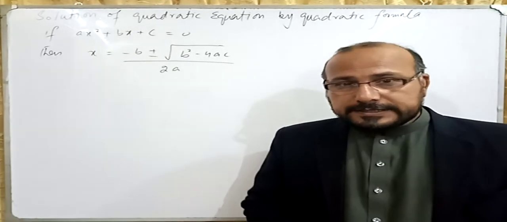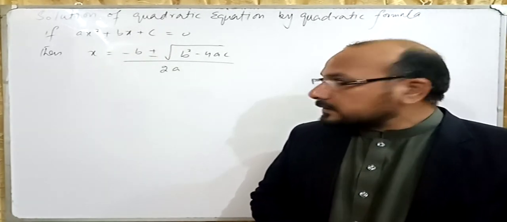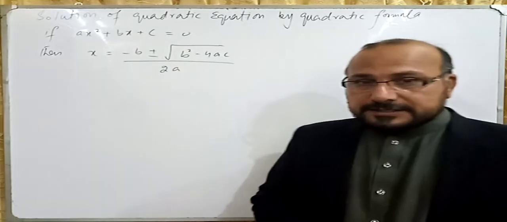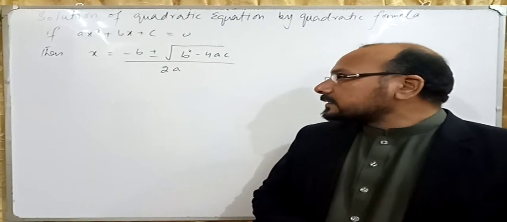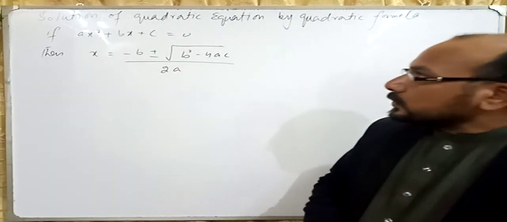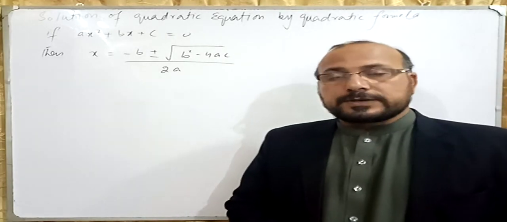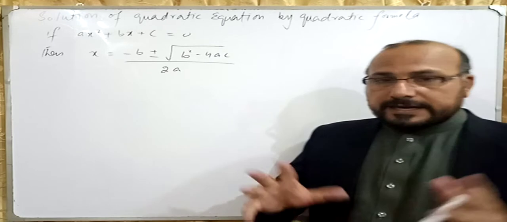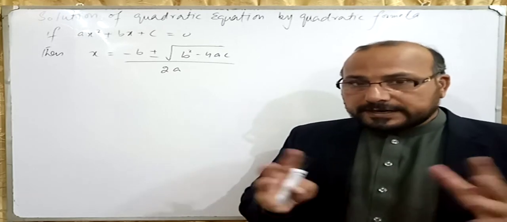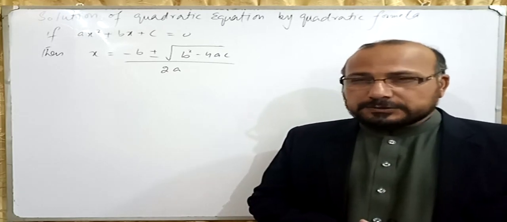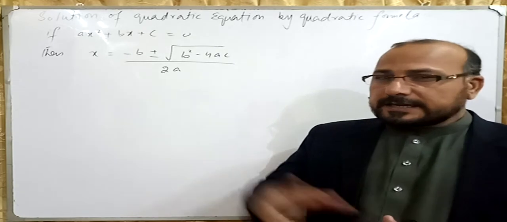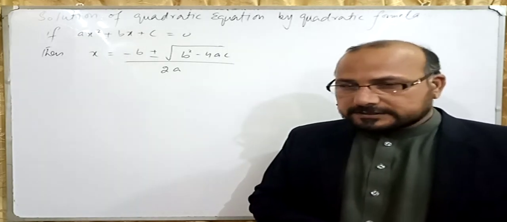This is the third week of the Mathematics 2 lecture, the first lecture of the third week. In the previous lecture we discussed the completing square method, that is, how to find the solution set by using the completing square method if we have a quadratic equation.